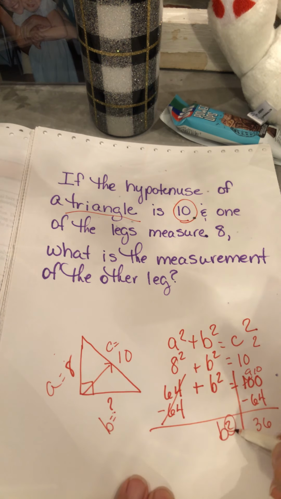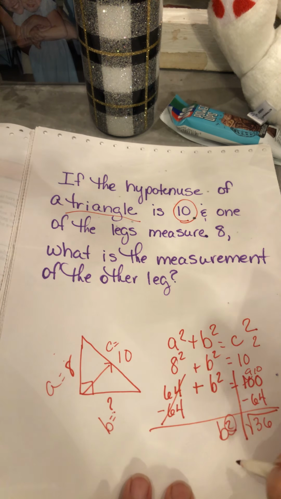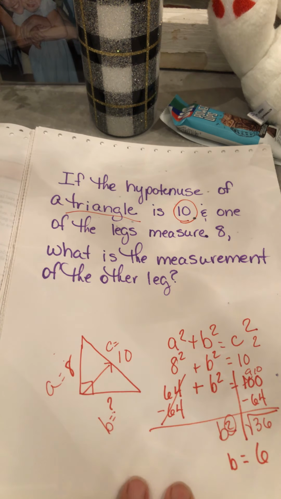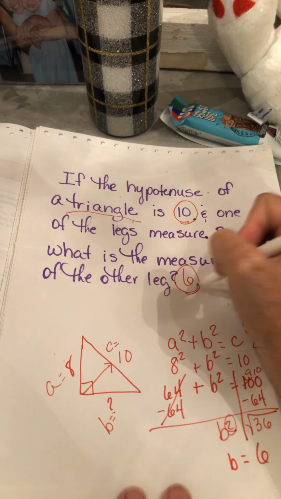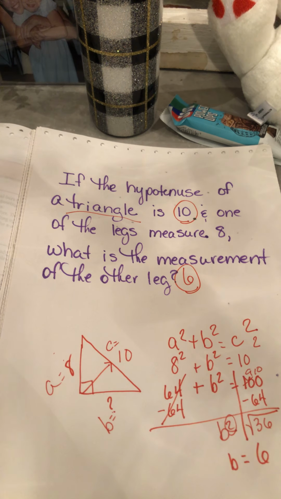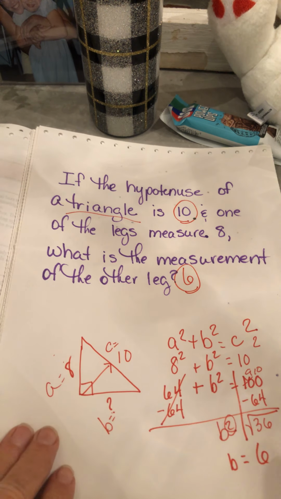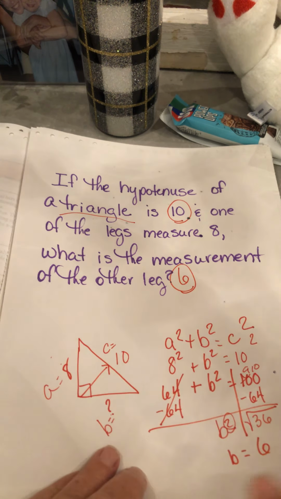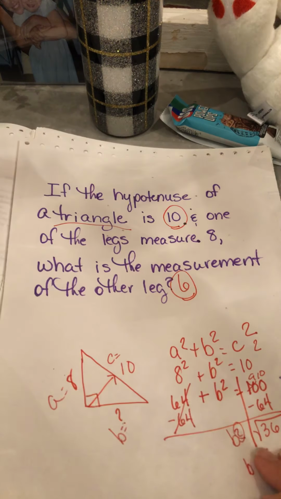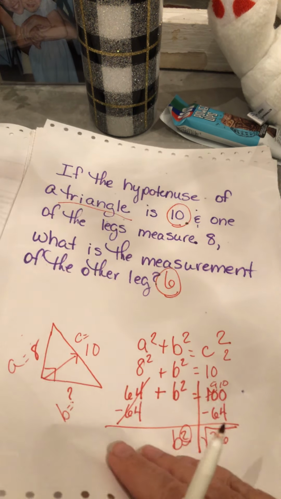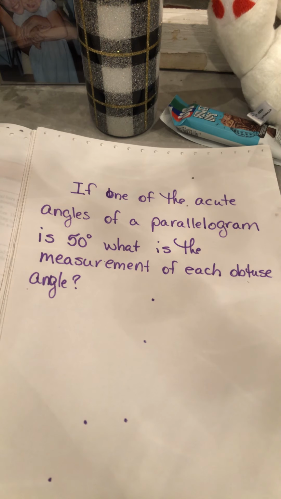Now, because it's squared, I need to get the square root. I need to ask myself, what times what gives me 36 where the numbers are exactly the same? And I get 6. So the answer to this question is 6. By the way, once again, this was a question that was on a quiz earlier. I hope that when I'm doing these lessons you're stopping them, pausing them, rewinding them, and taking notes.